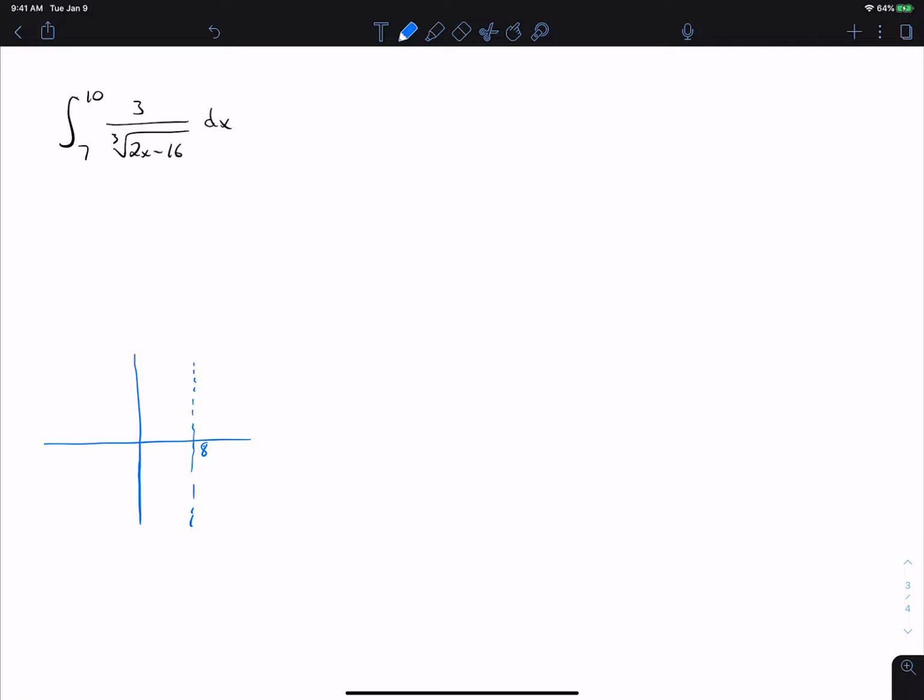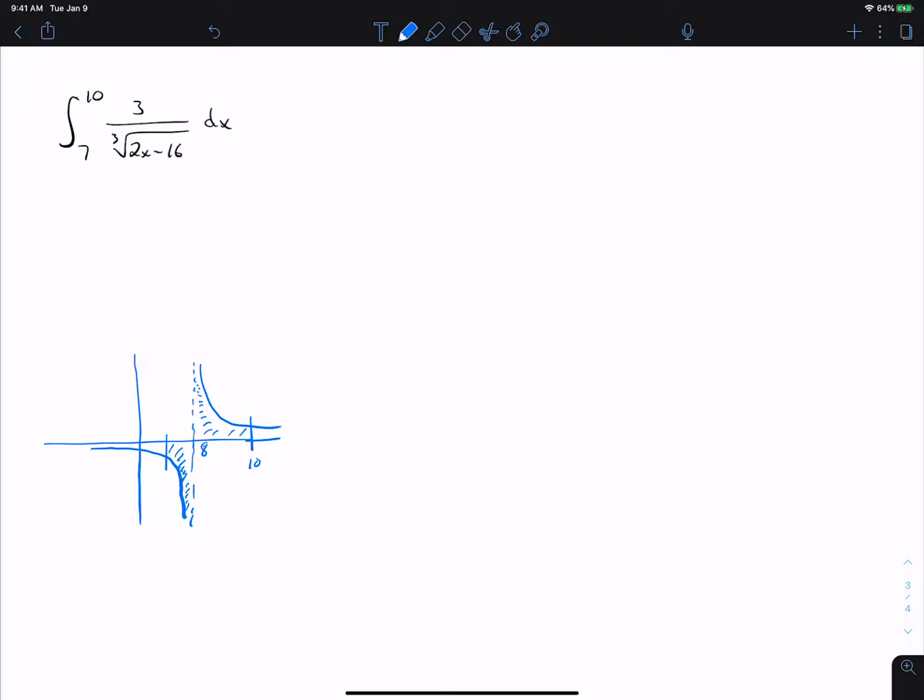So that's at 8. And then we have a graph that looks about like this. And so we're looking at the integral from 7 to 10. So if this is 7, we're looking at that area, and then 10 maybe over here, and we're looking at this area. And again, maybe those are both infinite. If that's the case, we would say that the integral diverges.